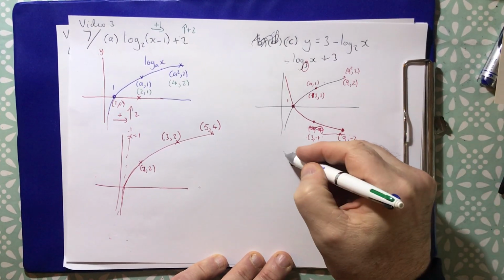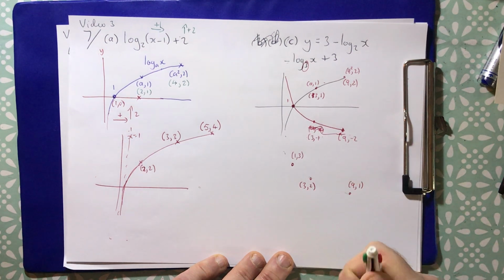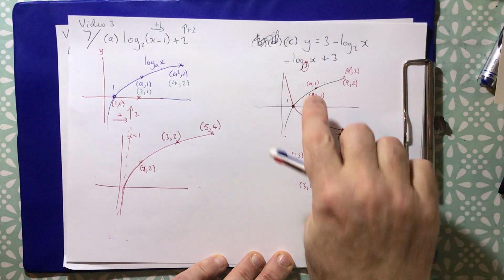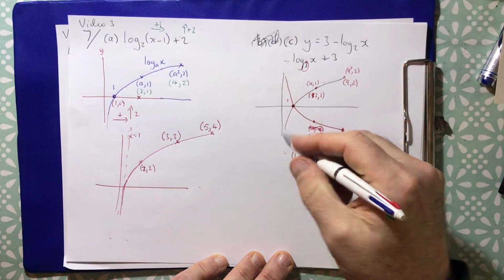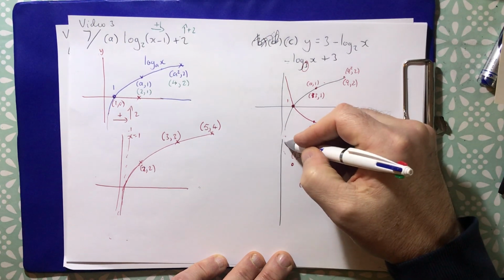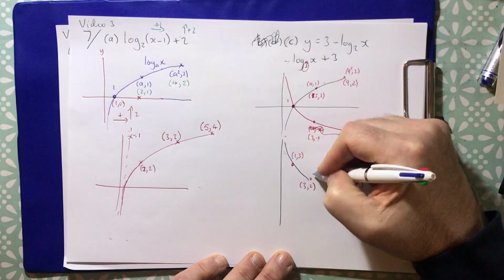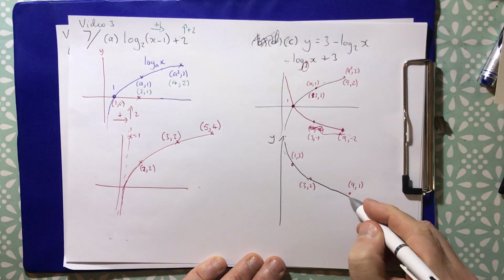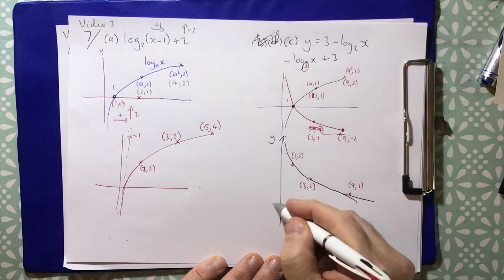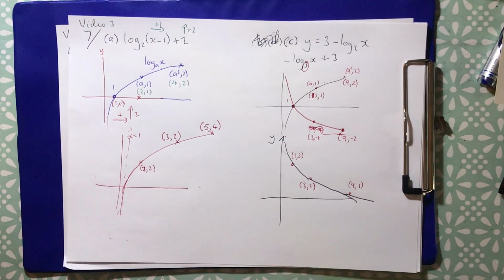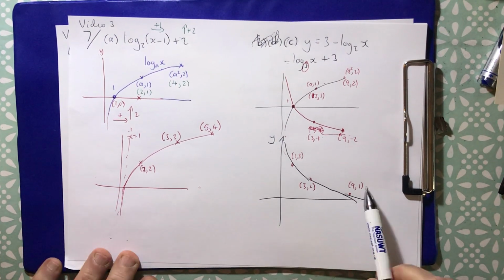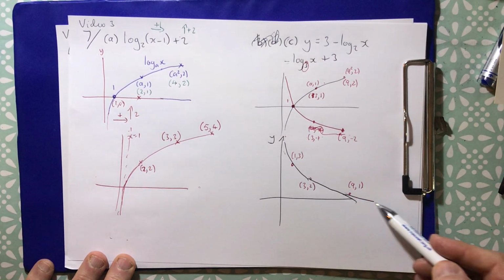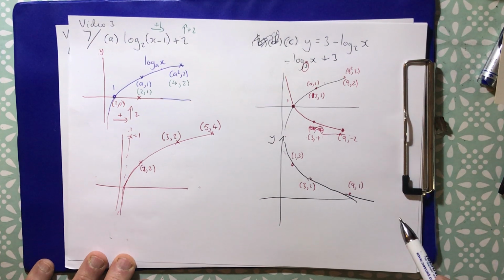We haven't shifted it left or right, yeah? So it's still going to be asymptotic to the y-axis here, because it hasn't gone left or right, but it's going to look like that. It will eventually cross the x-axis. It's not asymptotic to the x-axis, but it's going to look something like that. That's where the 3 points would go to.